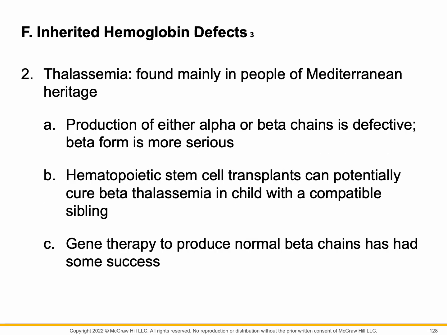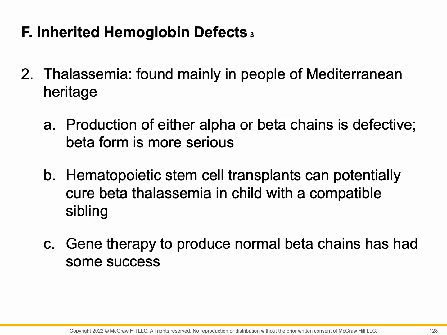Thalassemia is a group of inherited blood disorders defined by reduced production of hemoglobin. When the hemoglobin levels are low, the number of healthy red blood cells drops, leading to varying degrees of anemia. There are different types of thalassemia, and thalassemia is broadly classified based on which part of the hemoglobin molecule is being affected. Thalassemia is found mainly in people of Mediterranean heritage. Production of either alpha or beta chains is going to be defective. Beta form is going to be more serious than the alpha form.